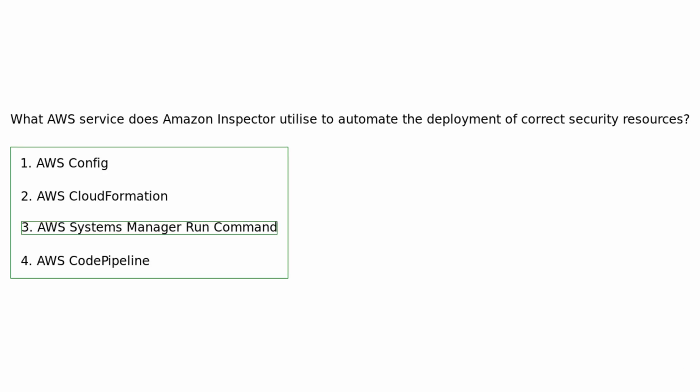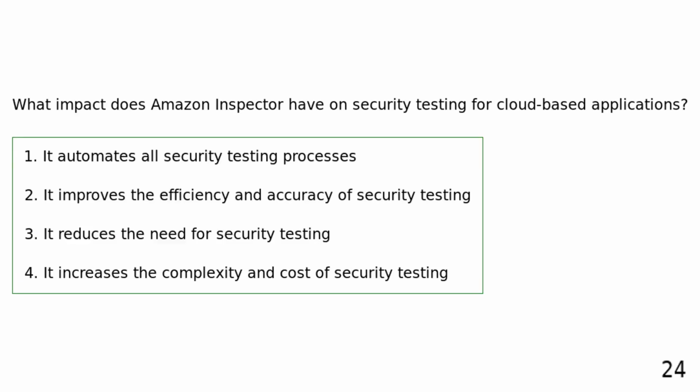Amazon Inspector utilizes AWS Systems Manager Run Command to automate the deployment of correct security resources in response to security vulnerabilities. What impact does Amazon Inspector have on security testing for cloud-based applications? It automates all security testing processes. It improves the efficiency and accuracy of security testing. It reduces the need for security testing. It increases the complexity and cost of security testing.